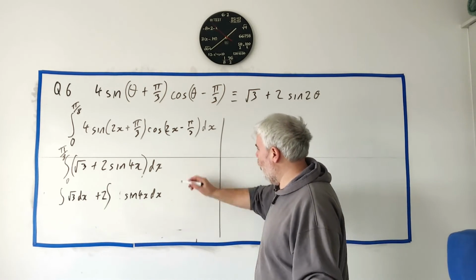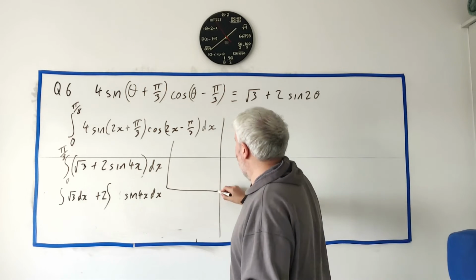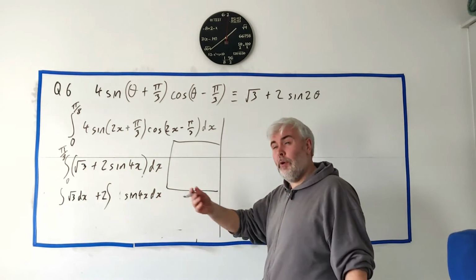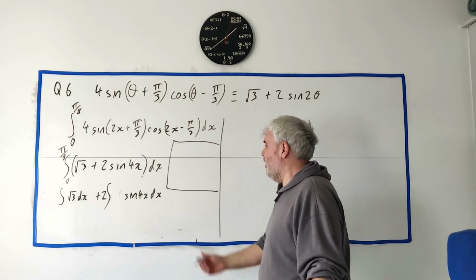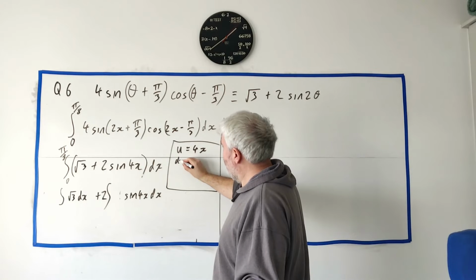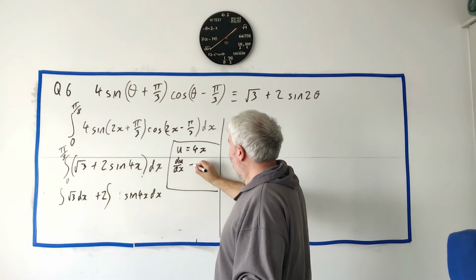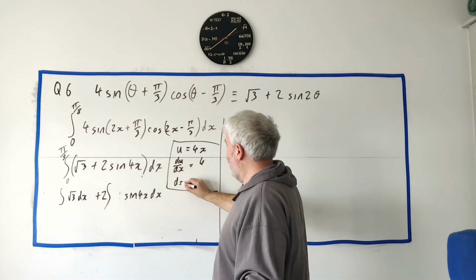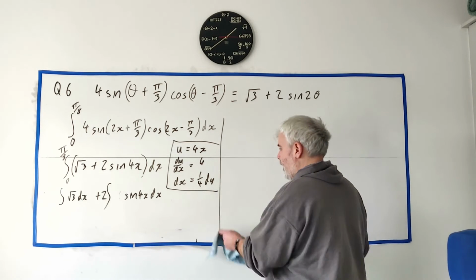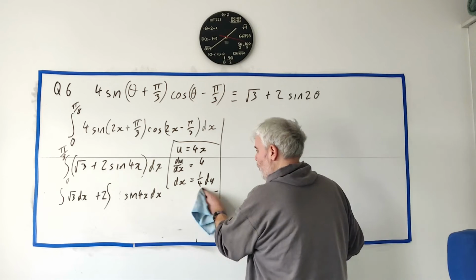So I like to always put a little box here, always substitute. Even when a lot of you will be able to do this in your head, I like to substitute. u is equal to 4x. du dx is equal to 4. That means dx would be equal to 1/4 du. And let me get a little more room.